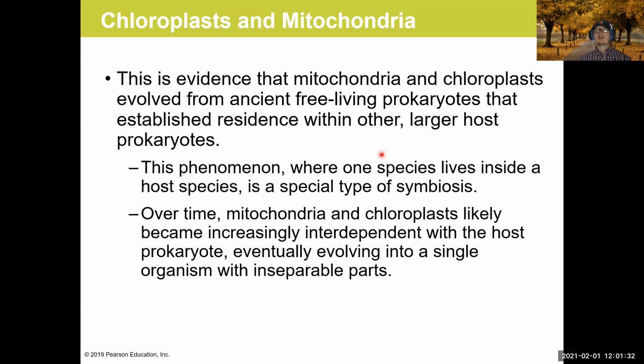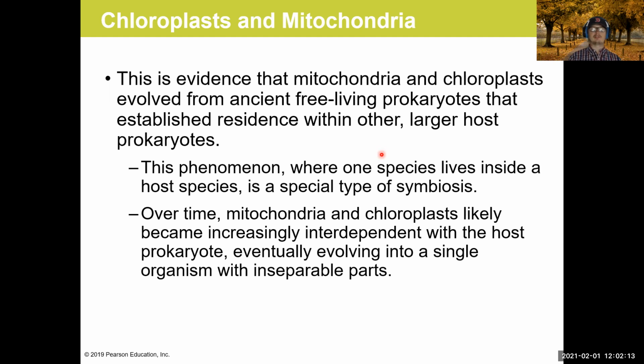endosymbiosis, where a cell early on in Earth's history may have engulfed a prokaryote, a free living prokaryote, and then that prokaryote established a symbiotic relationship with the cell that engulfed it and started making energy for it. And so that would have been the mitochondria. And then we think another event happened where a cell with a mitochondria engulfed a chloroplast like organism, and then that ended up with a cell having both chloroplast and mitochondria.